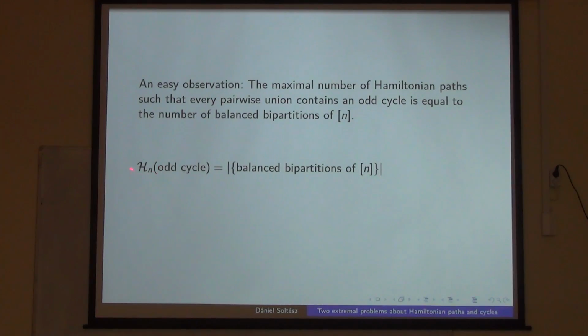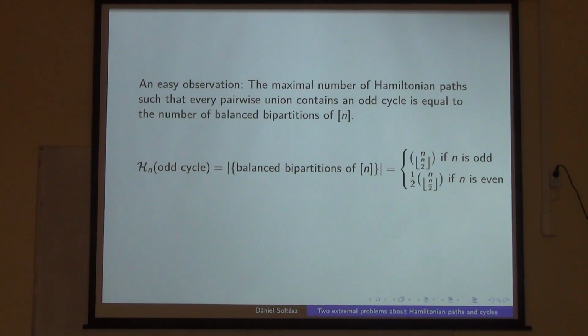So by Hn odd cycle, I would like, so Hn would be the maximum number of Hamiltonian paths on a vertex set of size n, or on n vertices, where each union contains what I write here, an odd cycle, which is, well, this, but this is just a shorter notation for the middle binomial coefficient, and sometimes it's divided by 2. So let me show you some other results of this type.